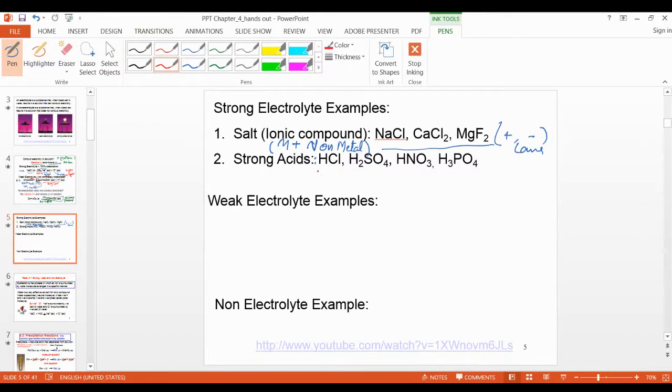If HCl is there, you will get H plus and Cl minus. Here you will get H plus and SO4 2 minus. You will get H plus here and NO3 minus. You will get H plus here and PO4 3 minus. These are different charges, right? But in this way, these all are split into ions. These strong acids 100% dissociate, as I told you. So because of these ions, these are strong electrolytes.